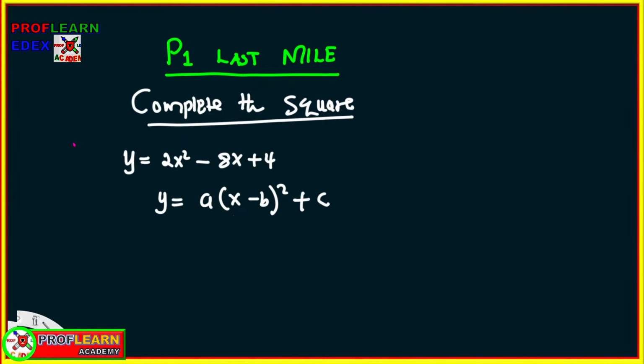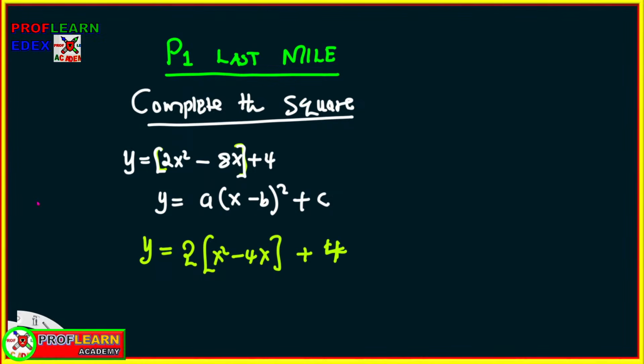So in order to express this, the first thing that you really need to do is to look at the two terms that we have here. Once you have identified those two terms, you are going to say y is equals to, you factor 2 out, you remain with x squared minus 4x, then plus 4.